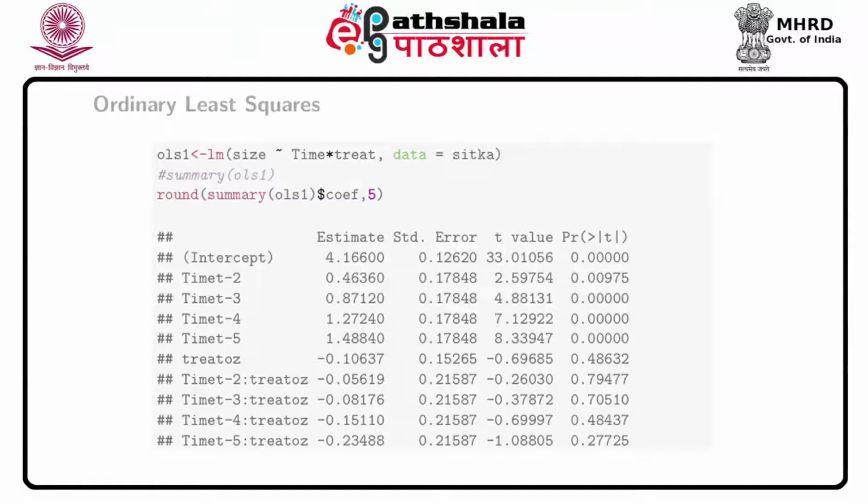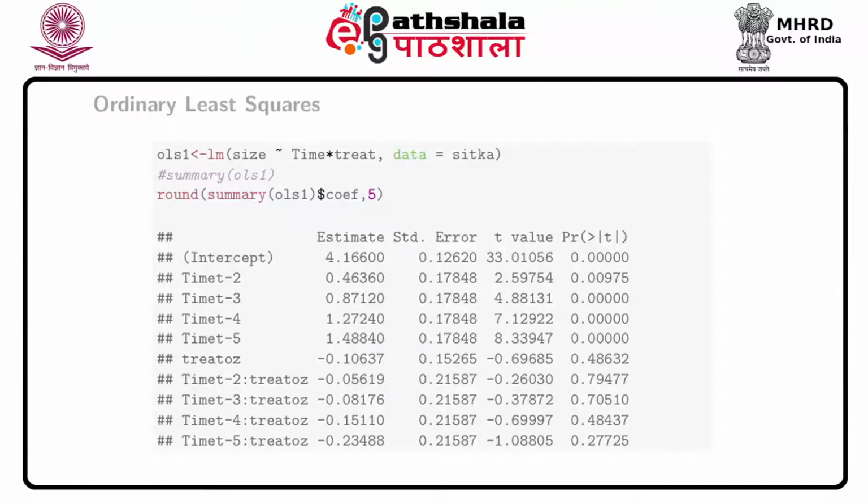And the first thing we do is start with the simple ordinary least squares. So we use, say, OLS1 as the object, lm, size explained by time into treatment. Note that time here is discrete. So basically we are seeing the effect for each of the 5 time points, the intercept being the effect of time T1, and then the effect of time T2 is given as a difference, and then the difference of the intercept from time T3 from the first time point is given.